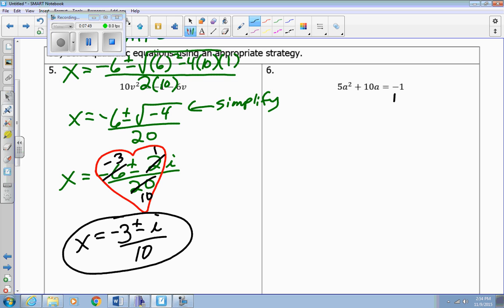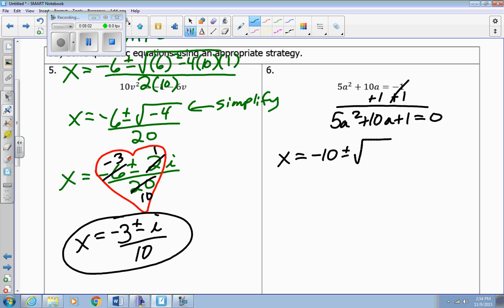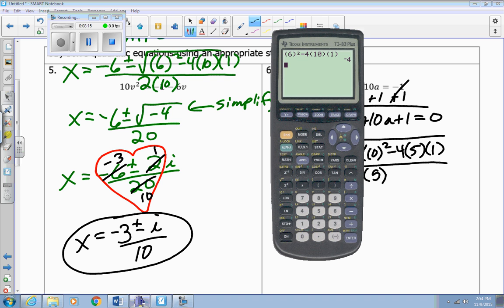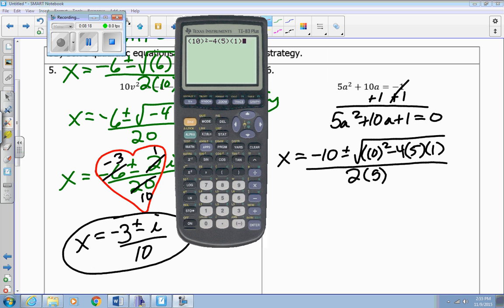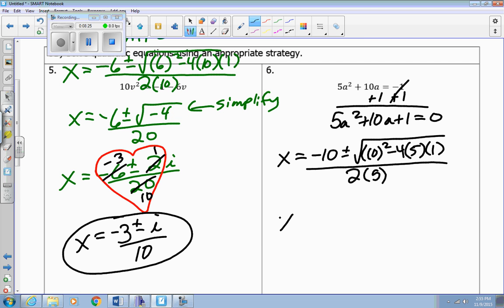We have it set equal to 0: 5a squared plus 10a plus 1 equals 0. So we have x equals the opposite of b, plus or minus the square root of b squared minus 4 times a times c, all over 2 times a. Let's put the discriminant, what's underneath the radical, into the calculator. Hit enter, we get 80. So let's replace what's underneath the radical with 80.